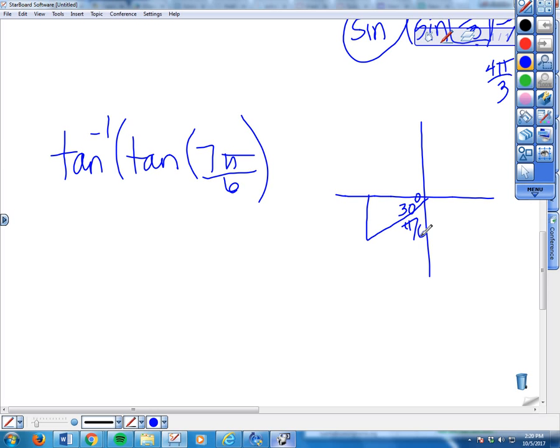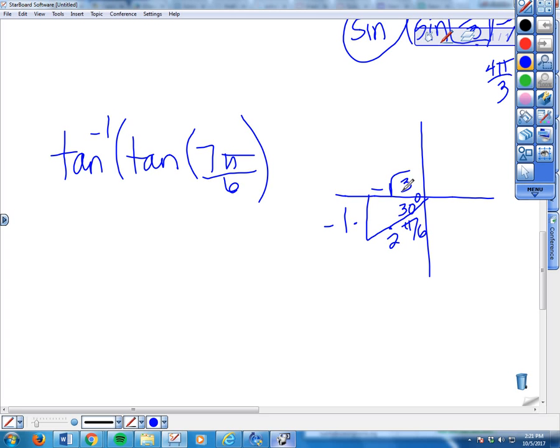Okay, what's tangent here? Opposite over adjacent. Let's label the triangle. What's this side of a 30-degree triangle? Negative 1, yeah, you're right. Okay, so what's tangent here? 1 over the square root of 3, or just the square root of 3 over 3 if I rationalize.